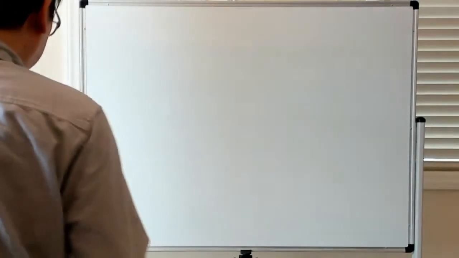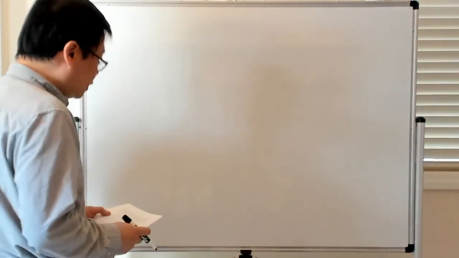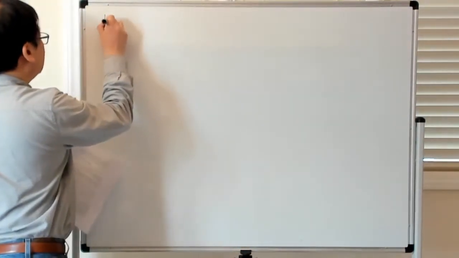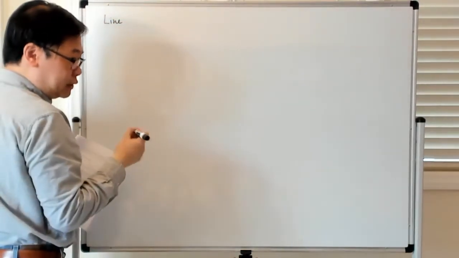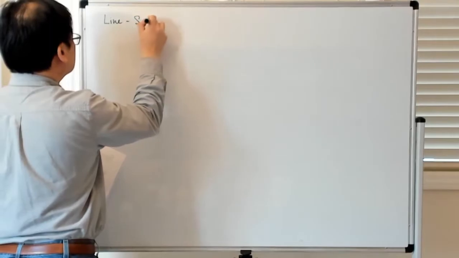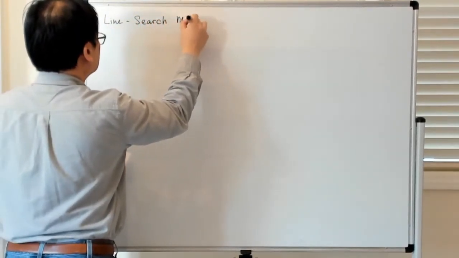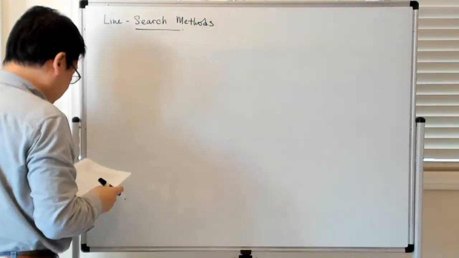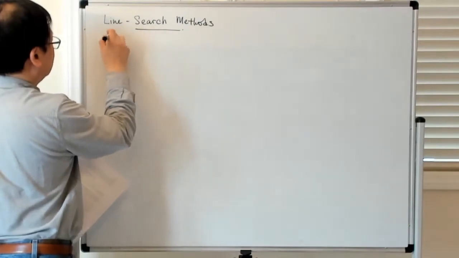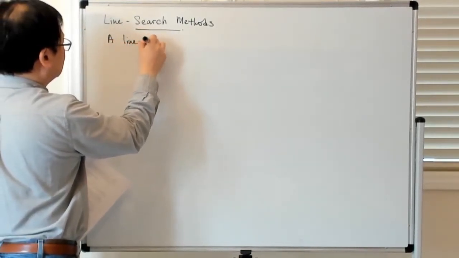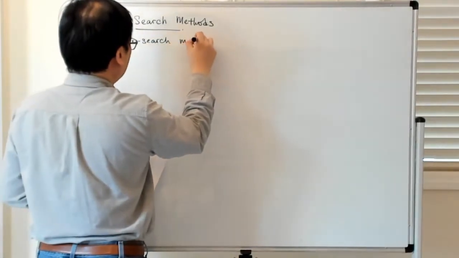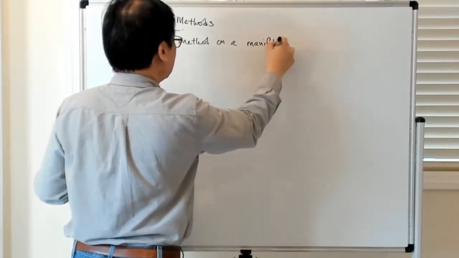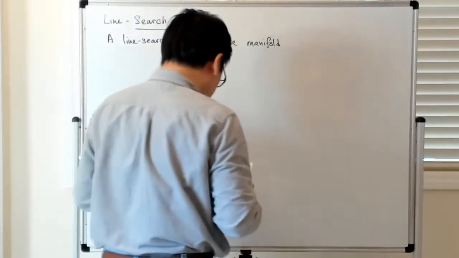All right, so now that we spent some time talking about retractions, we're now ready to go back to the question of line search methods. In particular, line search methods on Riemannian manifolds. So if you have a line search method on a manifold, it has an update formula of the following form.